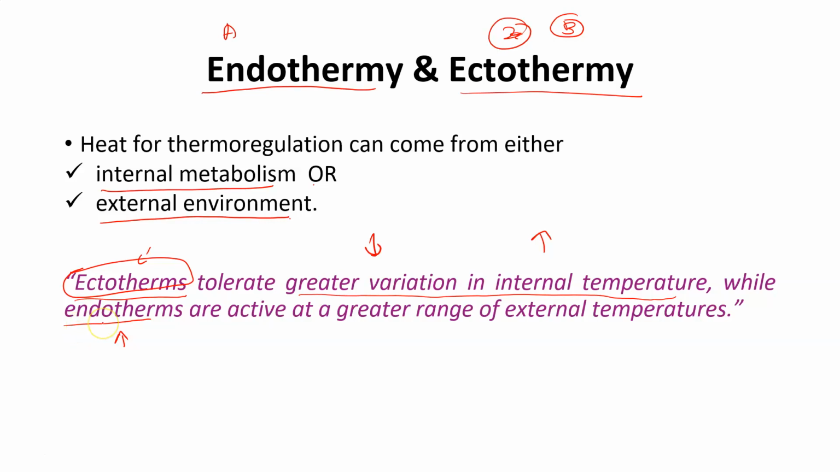Okay, kalau endotherm, we are endotherms. Humans or mammals are endotherms, kan. So we generate our body temperature through metabolism. Okay, so they are active at a greater range of external temperature. Tak kisahlah suhu kat luar tu macam mana, kan, panas ke sejuk ke, badan kita tak dipengaruhi oleh suhu kat luar tu. So kita boleh je aktif pada mana-mana keadaan, sebab badan kita akan ada dia punya own mechanism to make sure it is maintained at 37 degrees.